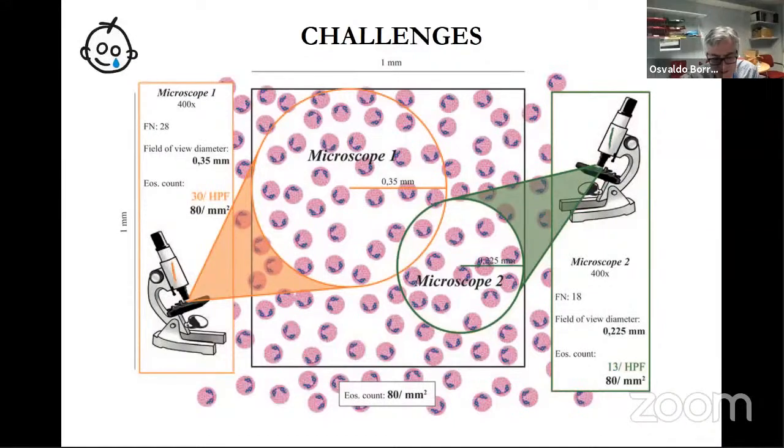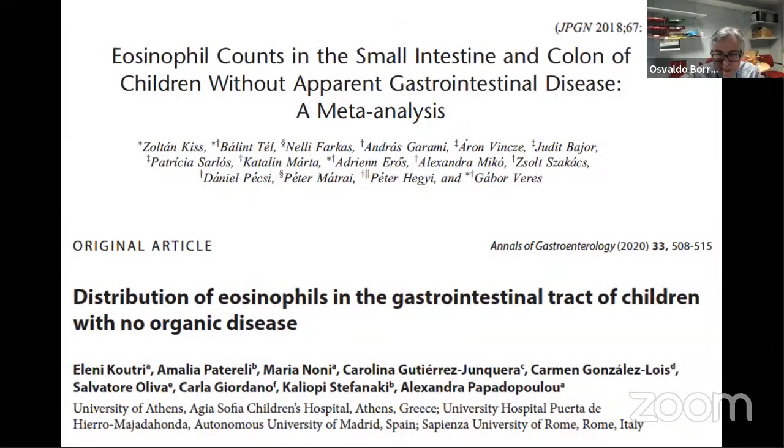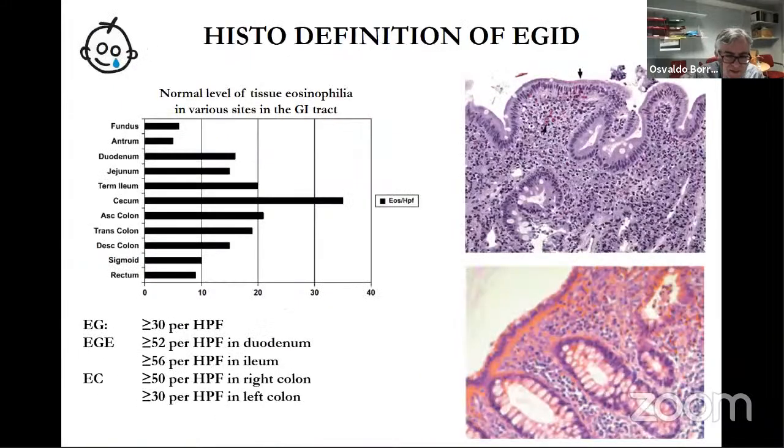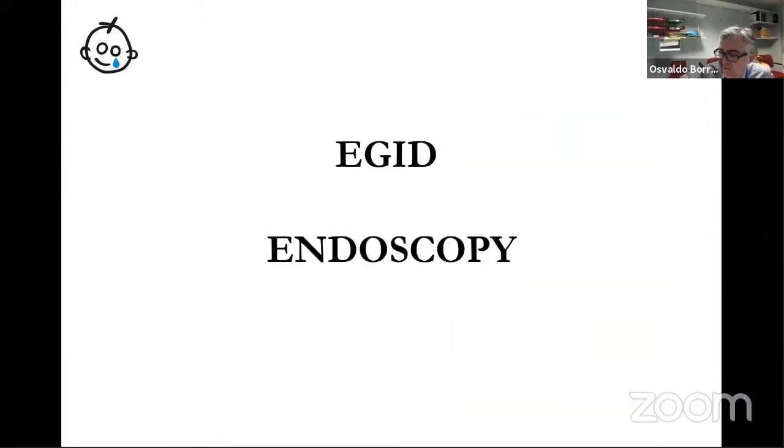And this is valid not just for the small bowel, duodenum, and the colon, but also for the esophagus. We have a number of papers published in the last couple of years, and there is an attempt to suggest a decreasing number of eosinophils to make the diagnosis: more than 20-30 in the stomach, more than 30-50 in the small bowel and the ileum, more than 50 in the right colon, more than 30 in the left colon.